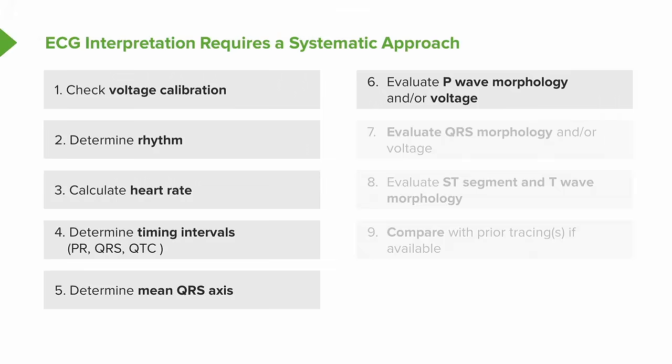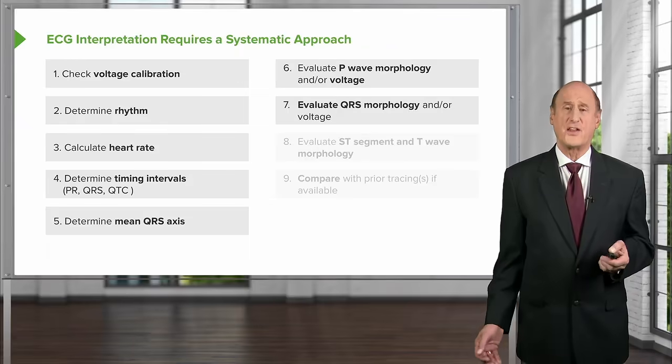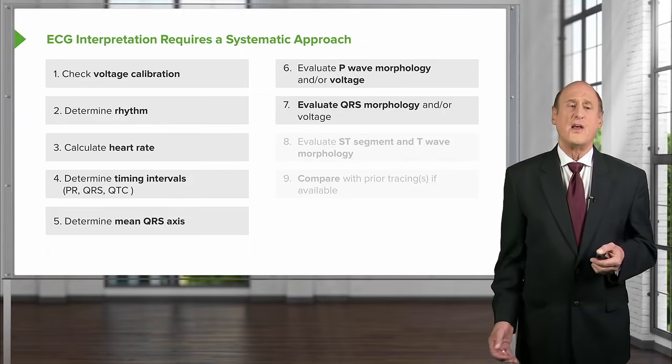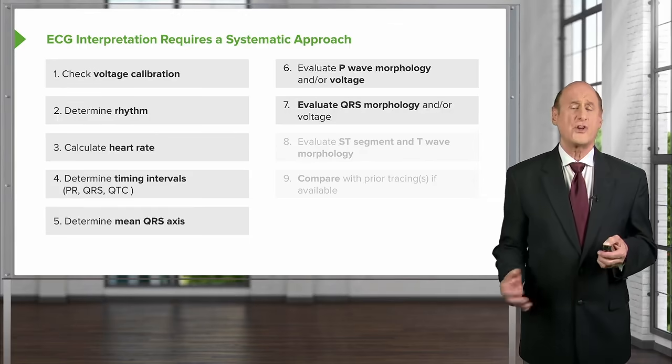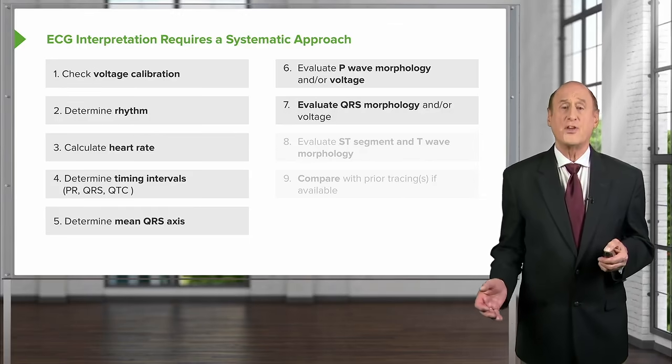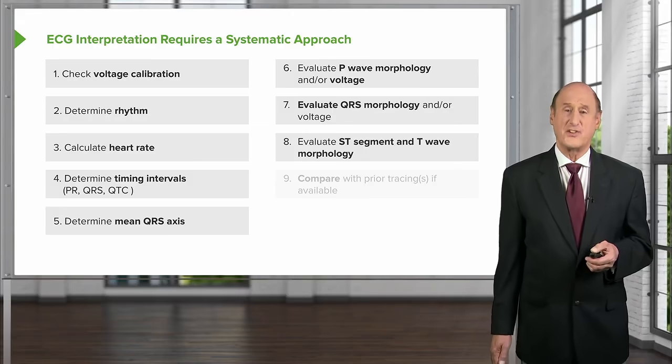We want to look at the P wave morphology to see if it's normal. We look at its voltage and its shape, because certain abnormalities of P wave morphology can occur with certain diseases. We want to do the same for the QRS morphology. Again, certain diseases, for example heart blocks, things that can lead to pacemakers, will change the morphology of the QRS. We'll then look at the ST segment and the T-wave morphology.